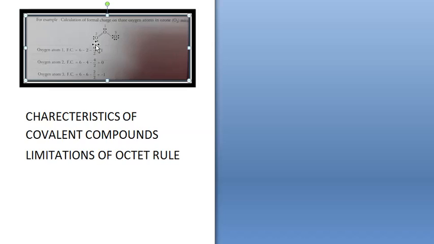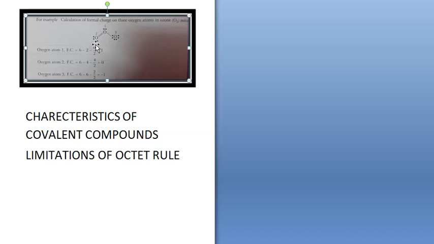Now we come to the limitations of the octet rule. First limitation is formation of electron deficient compounds. Like in some molecules like BF3, AlCl3, the central atoms boron and aluminium have only 6 electrons. So this is something different from the octet rule. They do not have 8 electrons.